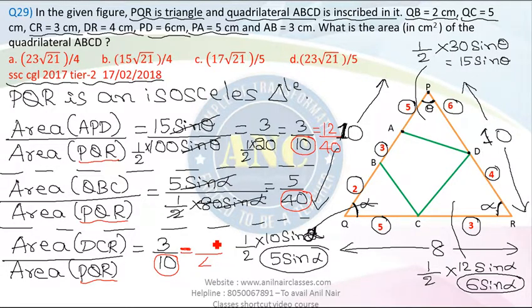multiply by 4, again it becomes... sorry sir, this will not be 3 by 10 actually. This will be how much? This will be 3 by 20, right? 3 by 20 this will be, right? So this will be 6 by 40, right? This will be 6 by 40.